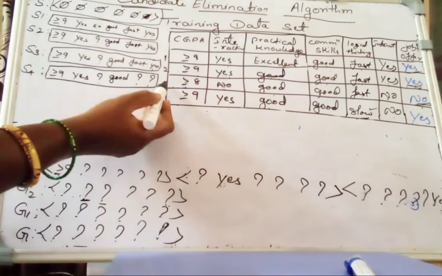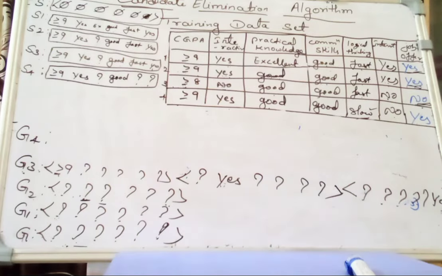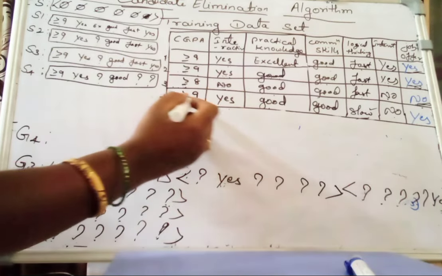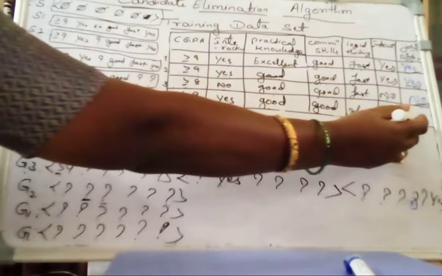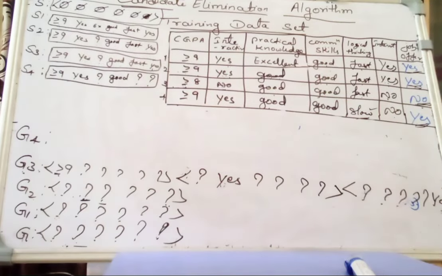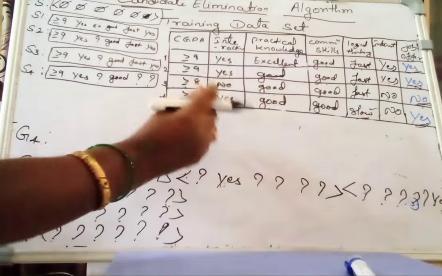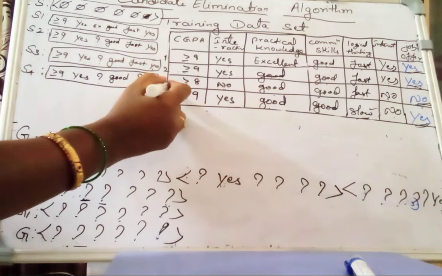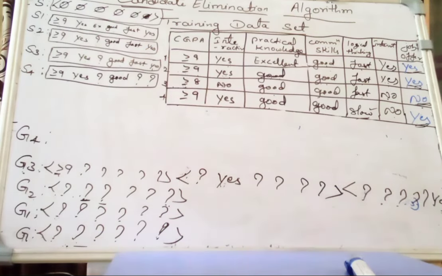When comparing, you have to see the instance I3 also, and if you see the fourth row, it is a positive instance. I want to print all the hypotheses we are going to select as yes, and they also have to satisfy the third, second and first instances.